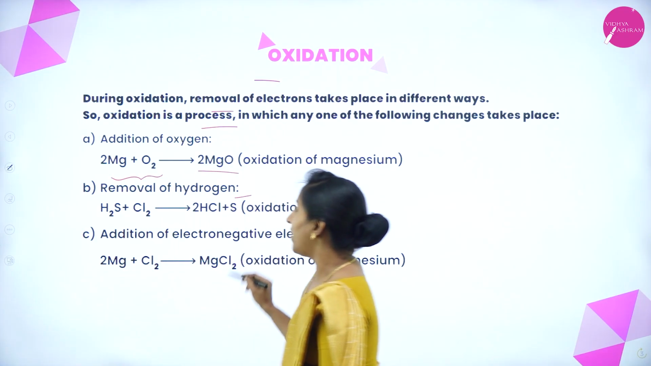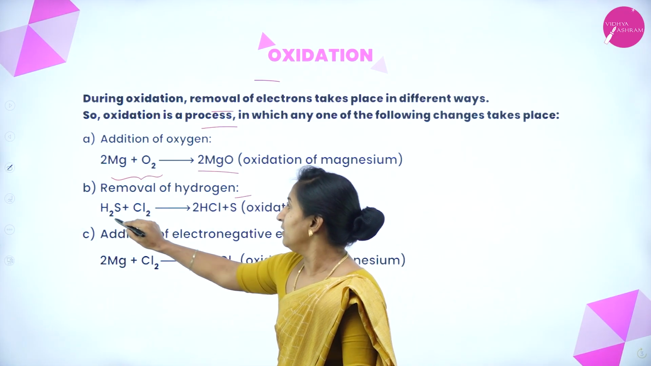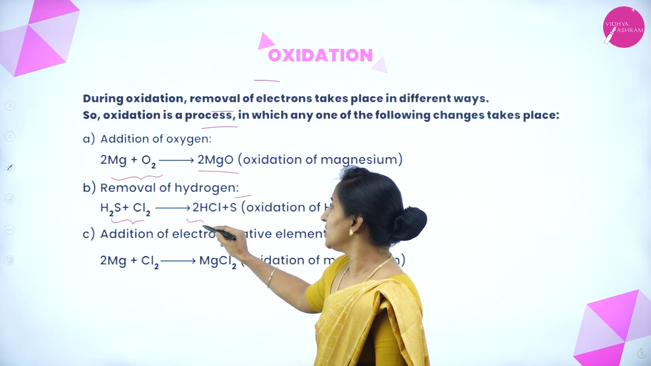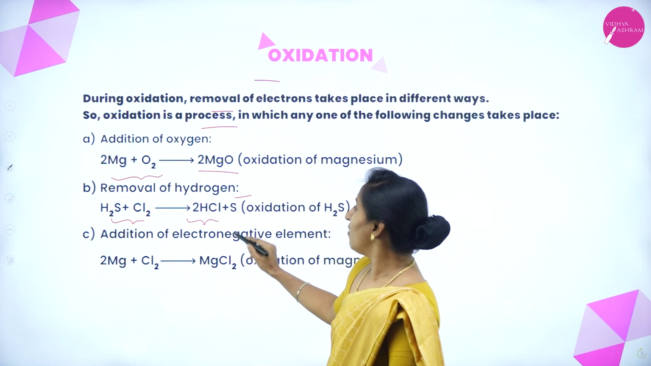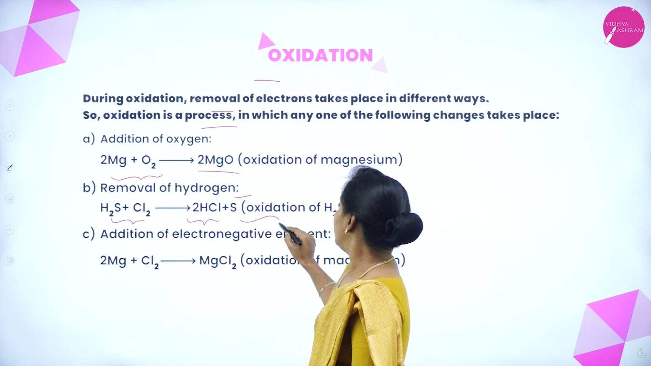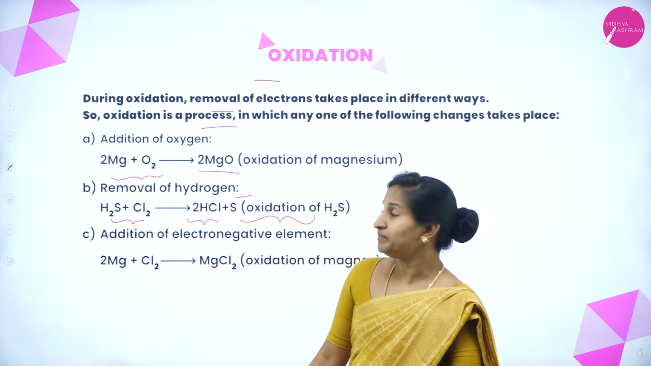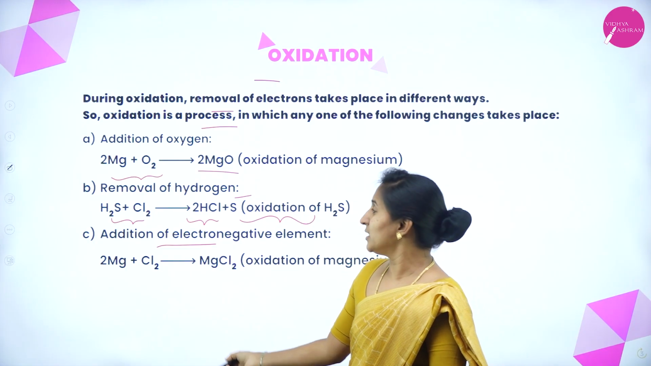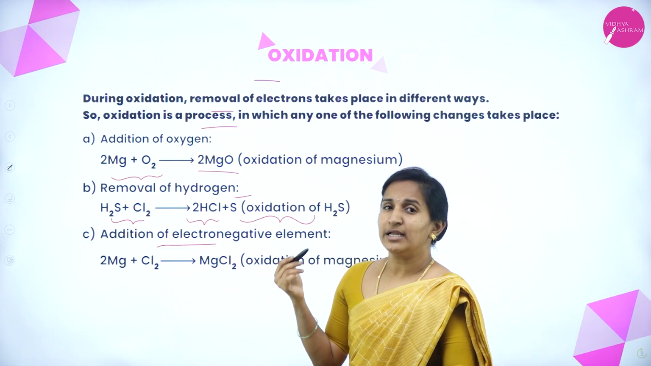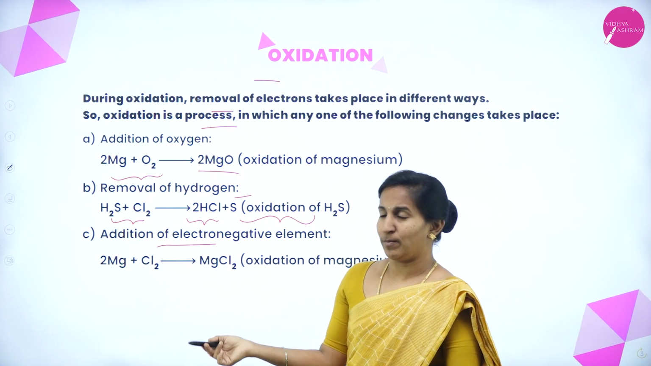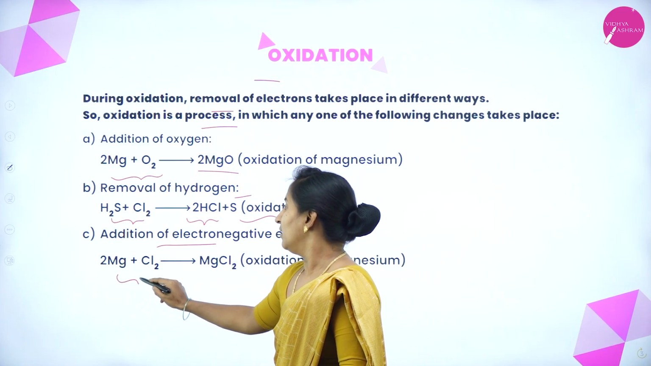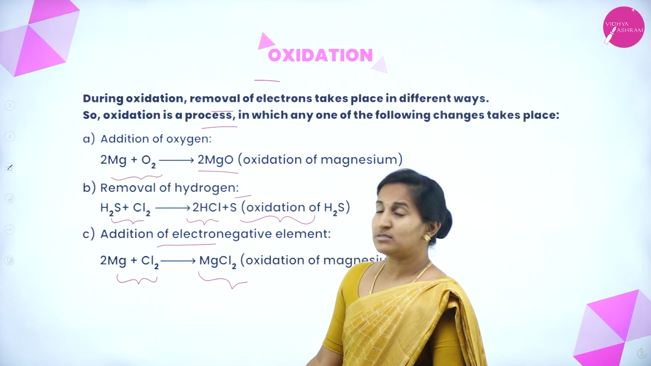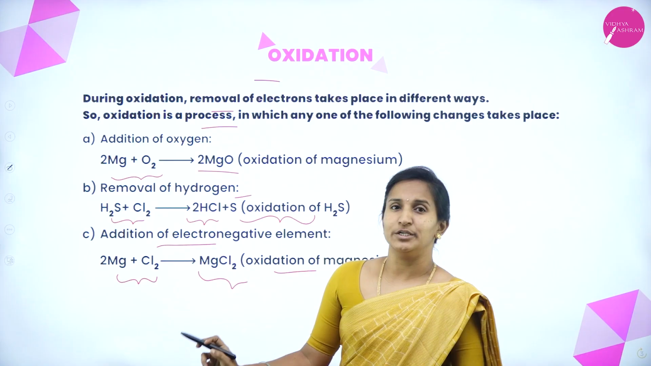And removal of hydrogen. Dihydrogen sulfide reacts with chlorine, it forms hydrochloric acid. The removal of hydrogen, we call it oxidation. And addition of an electronegative atom. If we consider any electronegative atom like fluoride, chloride, iodide or bromide, magnesium reacts with chlorine, gives magnesium chloride. This is the oxidation of magnesium.